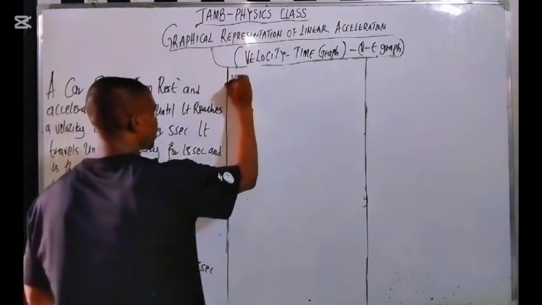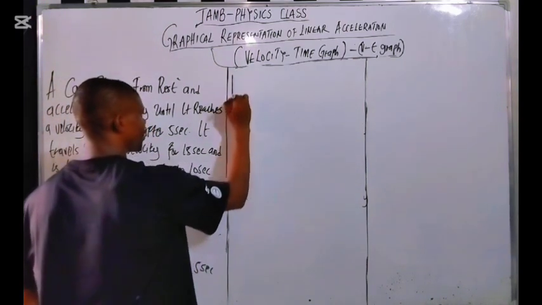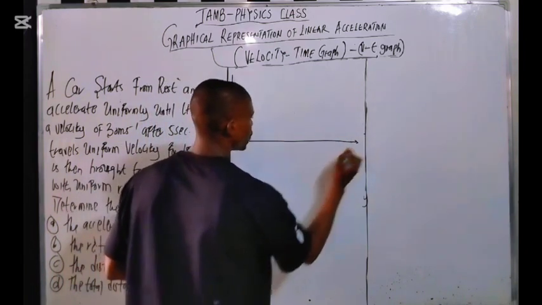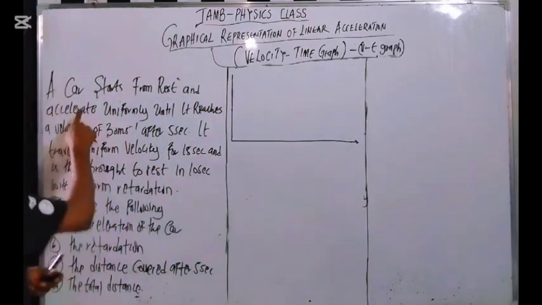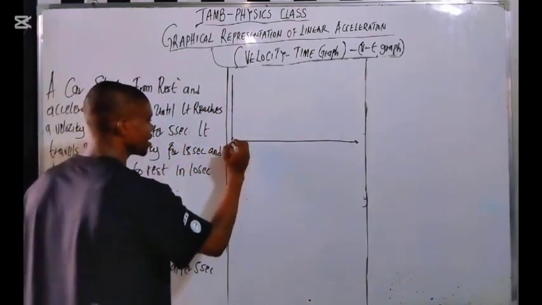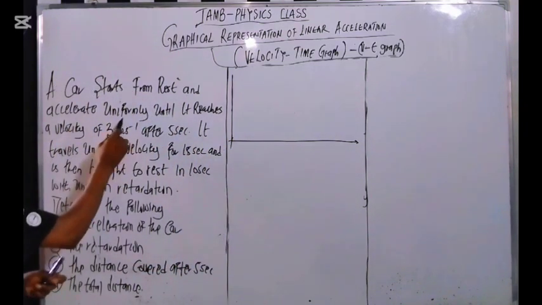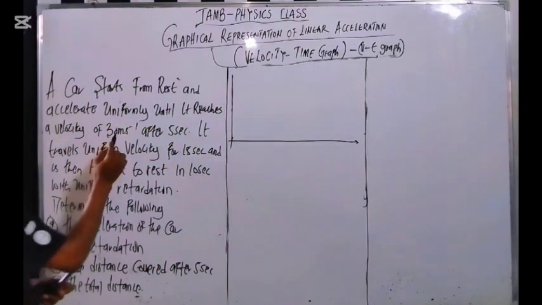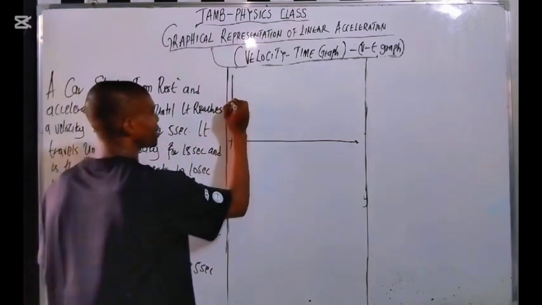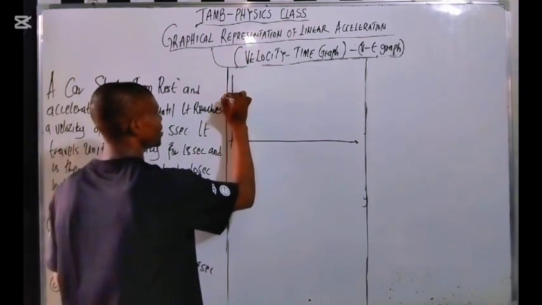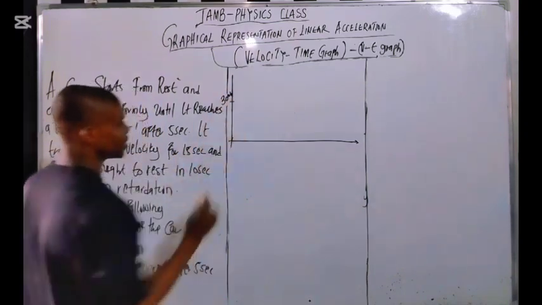So here we have the velocity-time graph. A car starts from rest, remember, this one is the rest, and accelerates until it reaches 30. So here we have 30 meters per second.